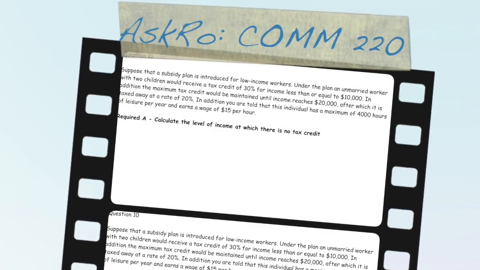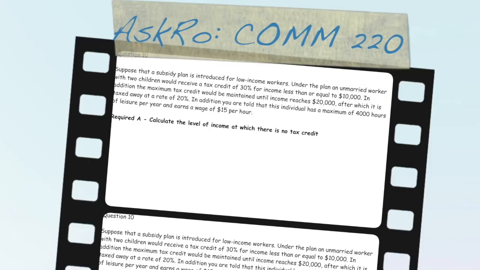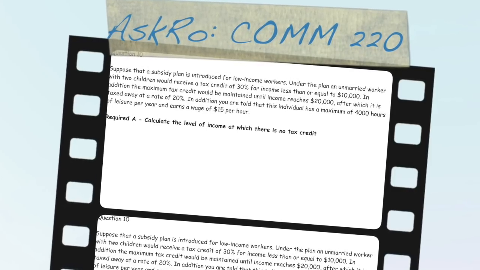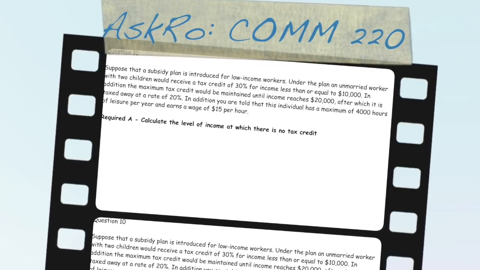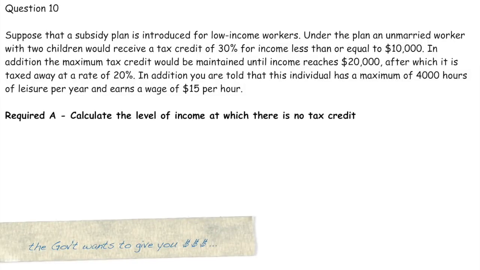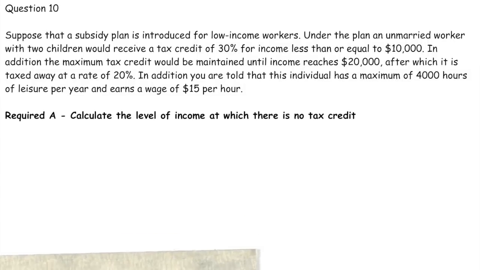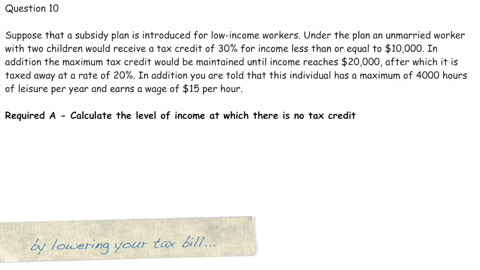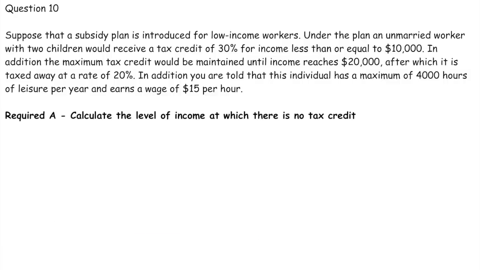So here I was asked a question for COMM 220, analysis of markets. Let's have a look. Question number 10. Suppose that a subsidy plan is introduced for low-income workers. Under the plan, an unmarried worker with 2 children would receive a tax credit of 30% for income that is less than or equal to $10,000.